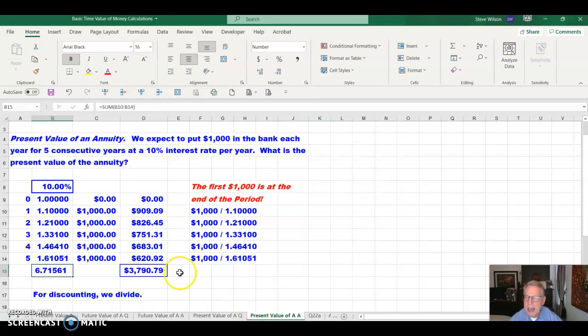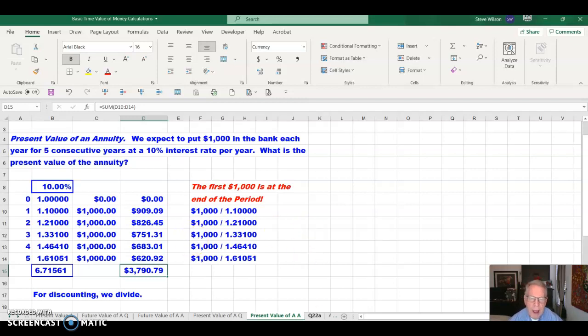Well, in this case, for the present value of that annuity, we're going to start with period 1 this time, and the present value is going to be $3,790.79. Okay, for discounting, again, we divide. For compounding, we multiply using these factors.